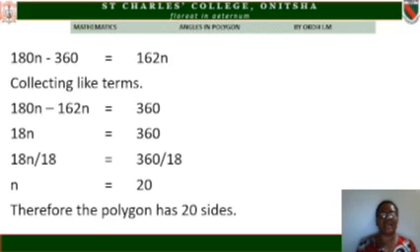Collecting the like terms, let's collect what we have in common on both sides. So I have now 180n minus 162n is equal to 360 degrees. 180 minus 162 will give us 18n. So 18n now is equal to 360. 18n over 18 is equal to 360 over 18. So n is equal to 20. So the polygon we are talking about now has 20 sides.